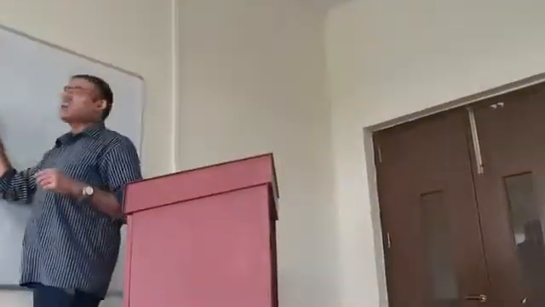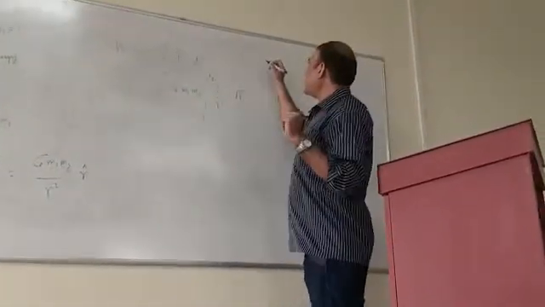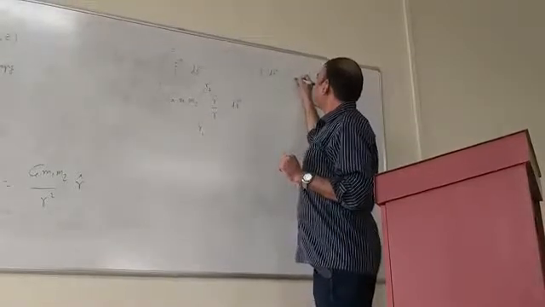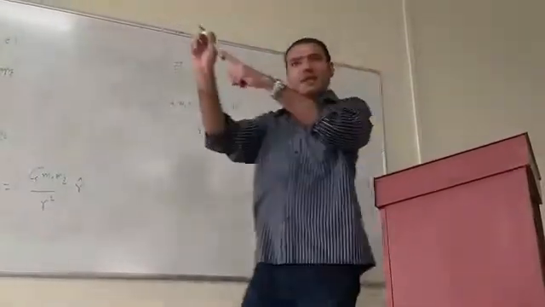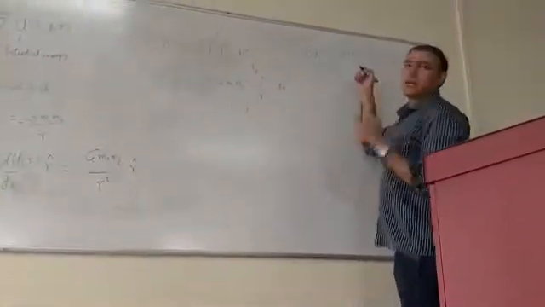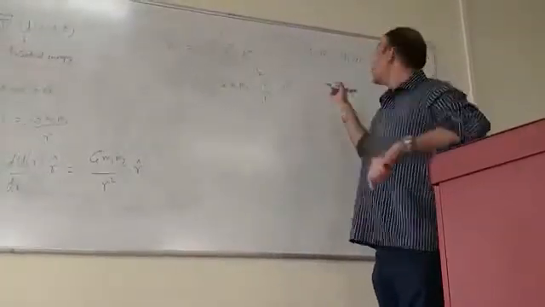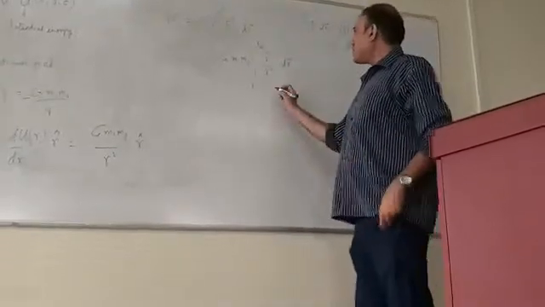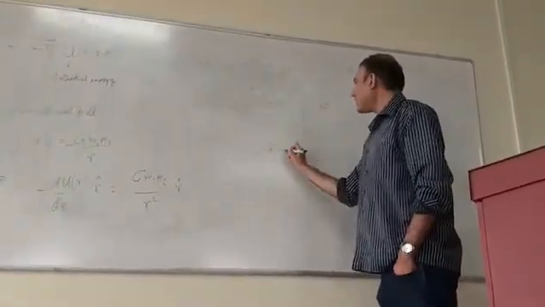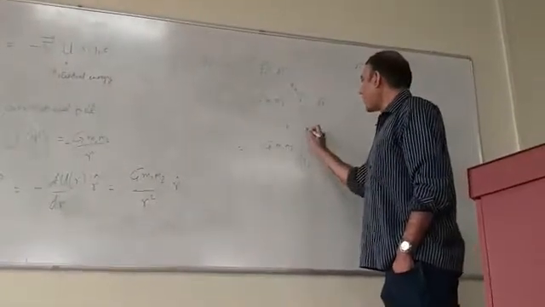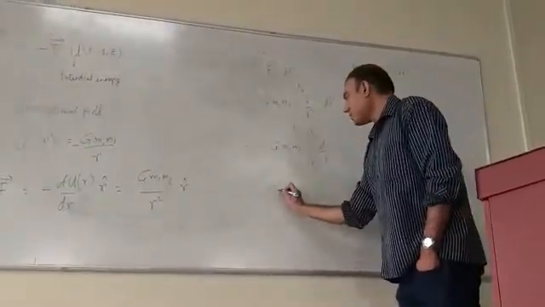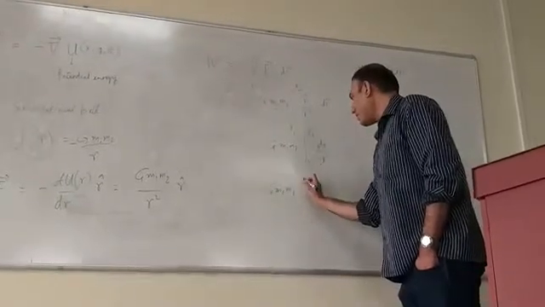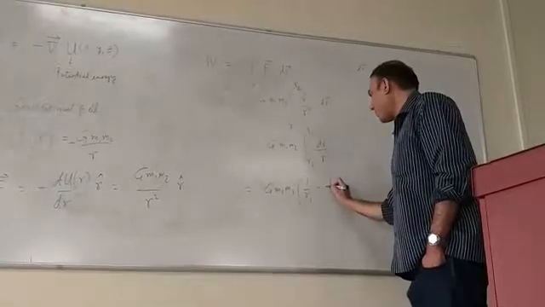Now what is r cap dotted with dr? It's just dr. Why is that? Because that's the cosine of 0. So r cap and dr have the same direction, so the cosine of 0 is just 1. And r cap has a magnitude of 1, it's a unit vector. So it's just dr. So that's basically G m1 m2 times the integral from r1 to r2 of dr over r squared. Good. If you do the integral, then you will get 1 over r1 minus 1 over r2.